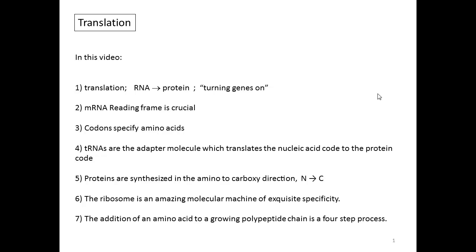In the second video, we'll be introduced to the fact that the ribosome is the molecular machine, made of many proteins and RNA molecules, that is responsible for making proteins, and it's quite a remarkable machine. And we will learn the 4-step process of making proteins from amino acids.